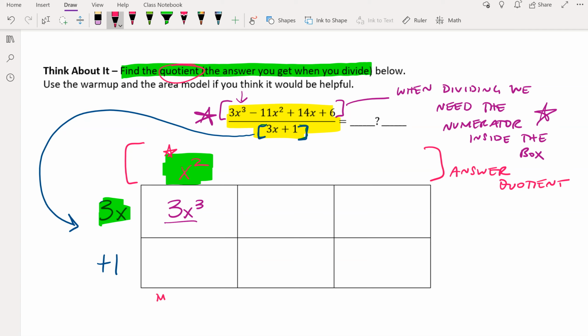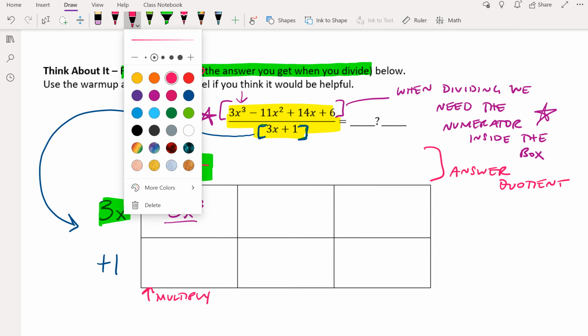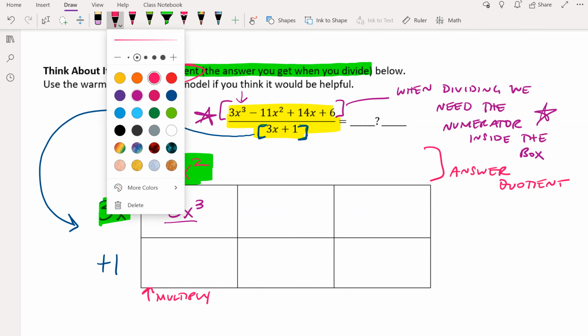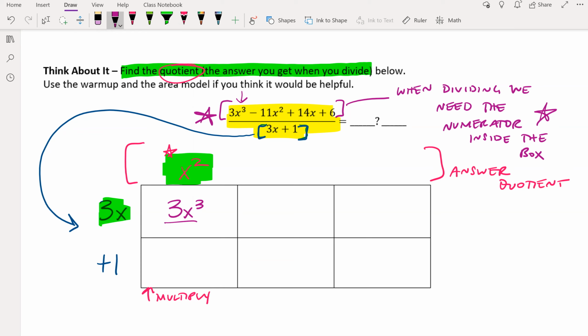Once we get this, we can now do some multiplication. So here you're going to multiply to get this. Cool? All right, so I'm going back to something on the inside of my box. Now I'm going to multiply 1 times x squared to get this empty space right here. So what is 1 times x squared? That's x squared. Okay, cool. This is where it gets a little bit weird, so make sure you're following along.